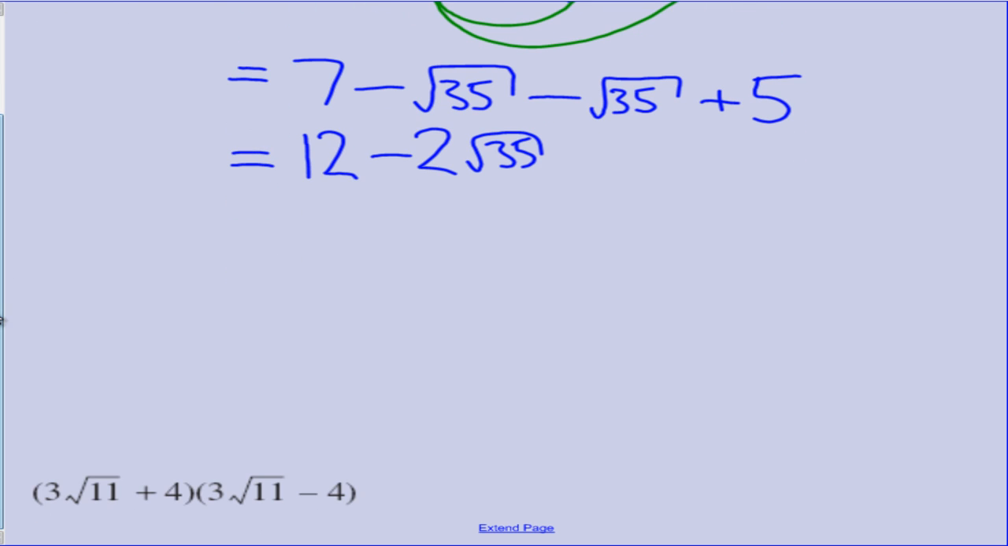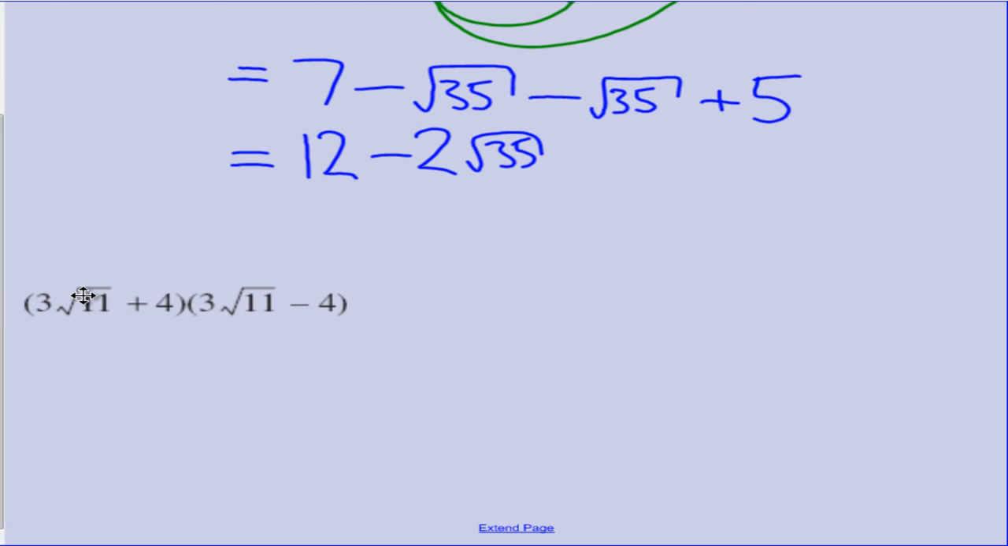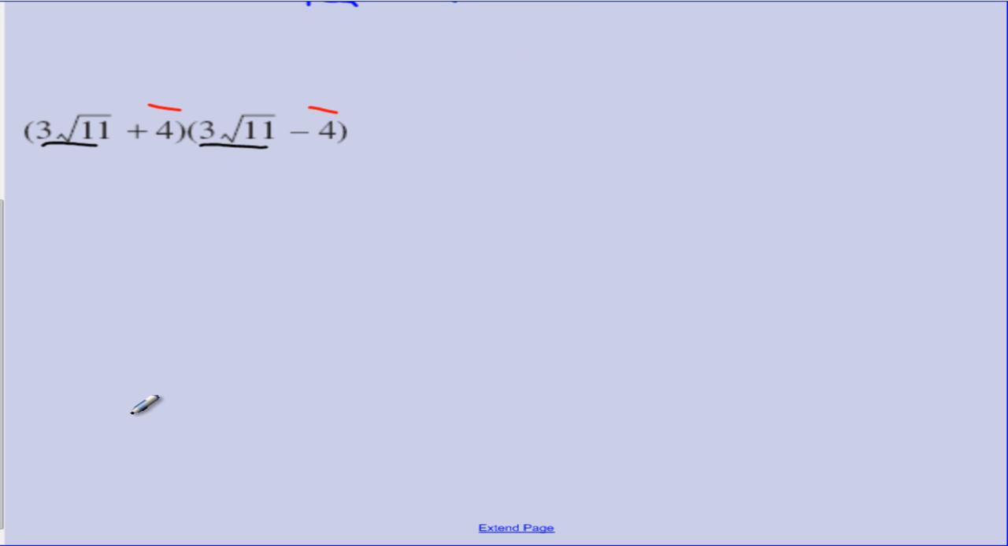Last example, and this is just a little special case that I hope you keep an eye out for. Alright, having a look at the defining features. 3 root 11, 3 root 11, 4 and 4. The only difference is there is a plus in the middle of one and a minus sign in the middle of the other. And let's see what that does for our answer.